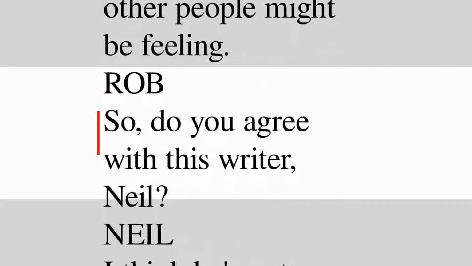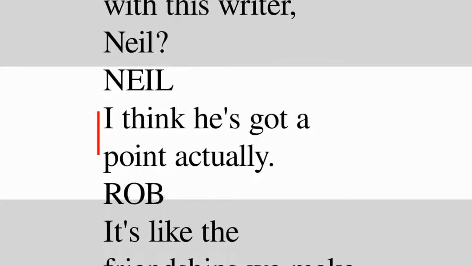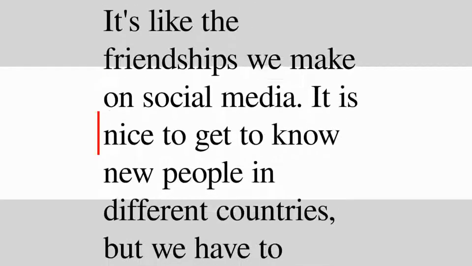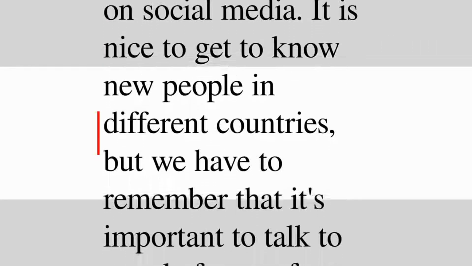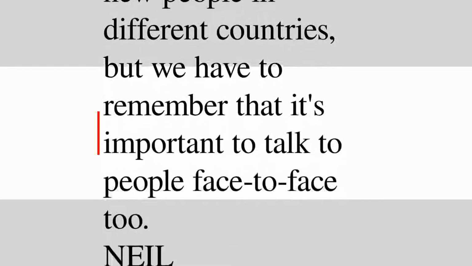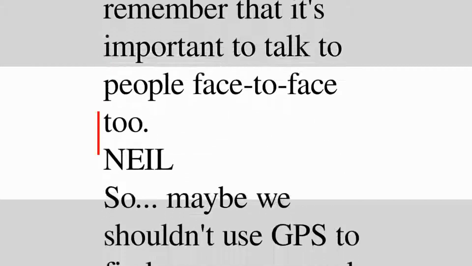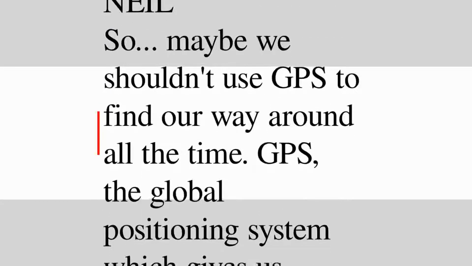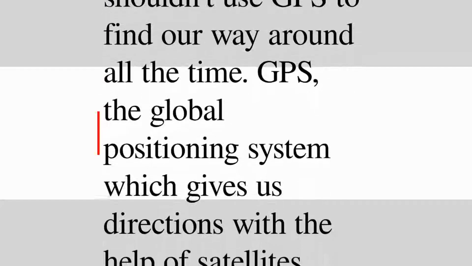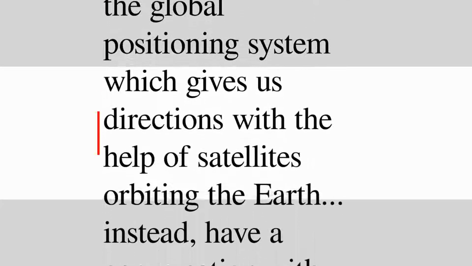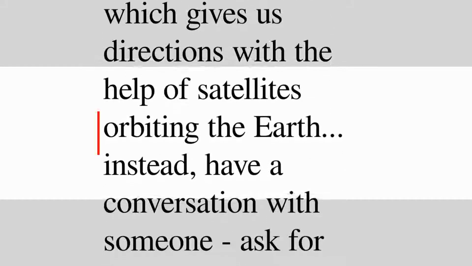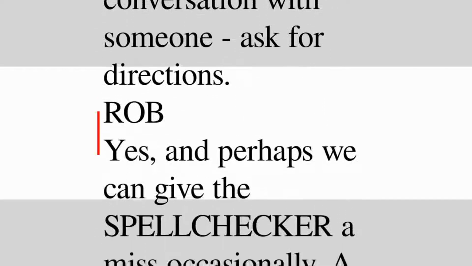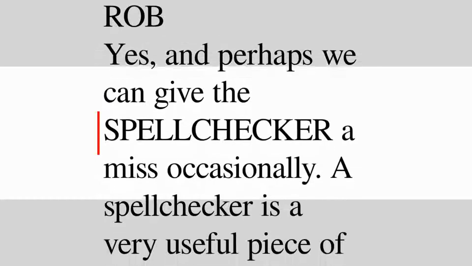So do you agree with this writer, Neil? I think he's got a point, actually. It's like the friendships we make on social media. It's nice to get to know new people in different countries, but we have to remember that it's important to talk to people face to face too. So maybe we shouldn't use GPS to find our way around all the time. GPS, the global positioning system, which gives us directions with the help of satellites orbiting the Earth. Instead, have a conversation with someone. Ask for directions. Yes, and perhaps we can give the spell checker a miss occasionally.